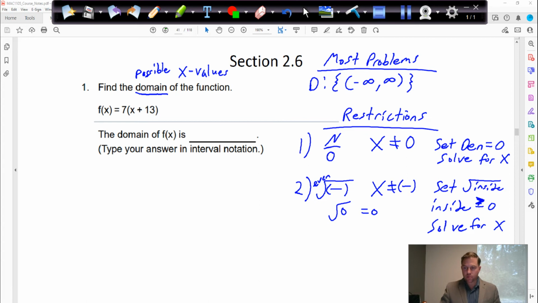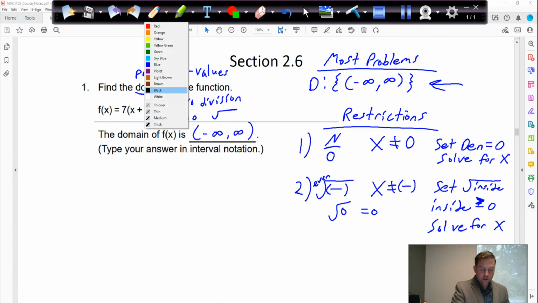But one of the things I'll ask when we look at each problem is, do you see division? Do you see a square root? If not, then the answer is here. So if I don't see division or a square root, my answer is all real numbers. So if I look at 1 right away, I can say there's no division, and there's no square root. So the answer is all real numbers.